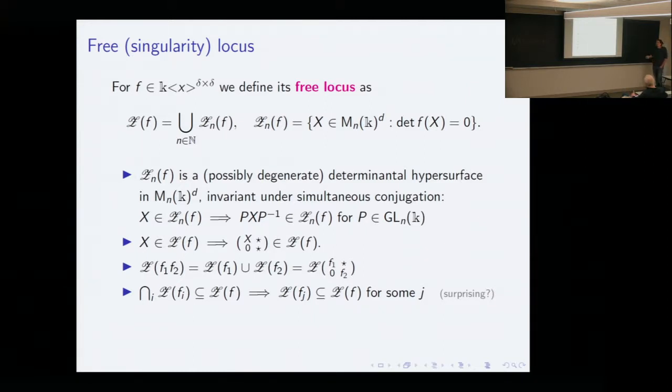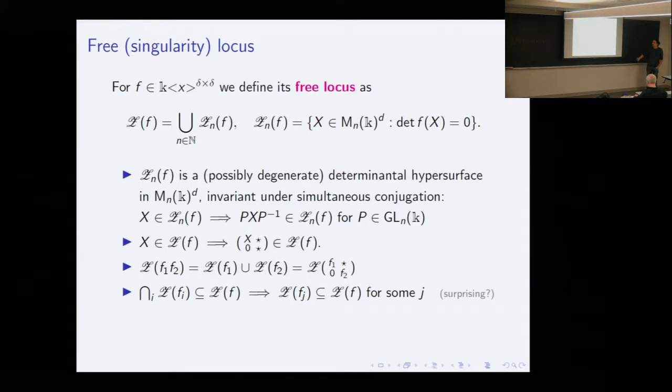And then some easy observations, right? This was on one particular level, for each fixed n I have this invariance, but then also these levels are related. If on some level I have a point X where F is singular, then from this point I can build plenty of other points where F is singular. And also, if I have a product of two polynomials, then the free locus of the product is just the union of the loci given by those two polynomials. For example, if they appear on a diagonal, this is a matrix.